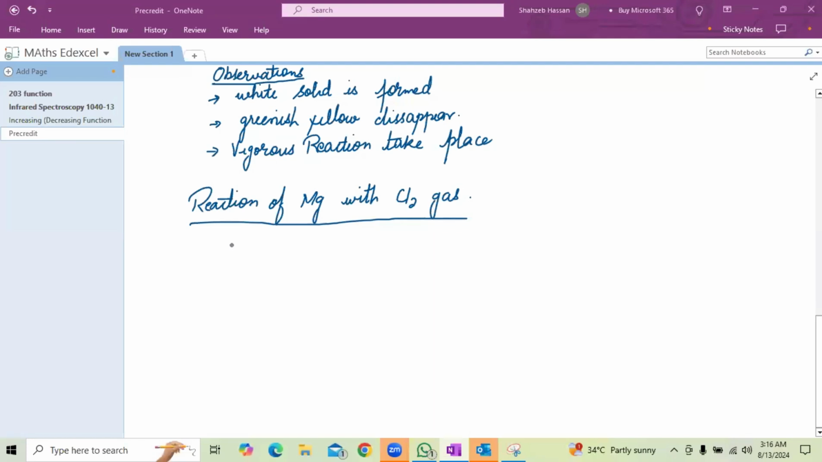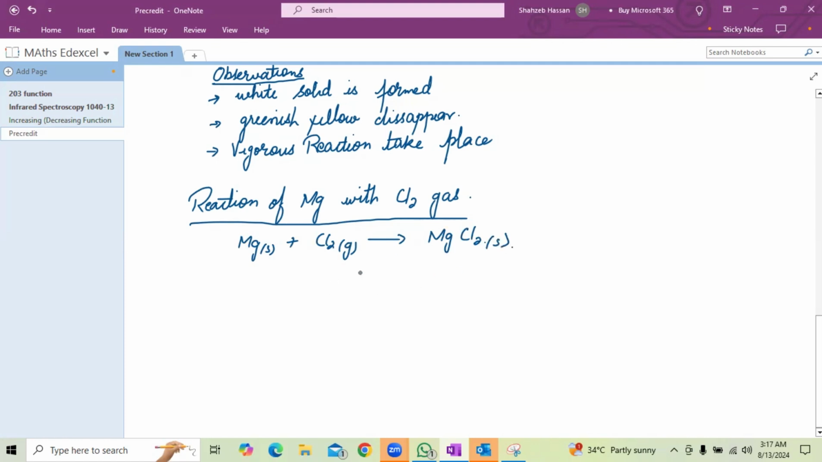So let's discuss the reaction of magnesium with chlorine gas. Magnesium in its atomic, solid form is going to react with chlorine, which is in gaseous form, and they are going to form MgCl2. Okay, so this is the reaction that is going to take place.